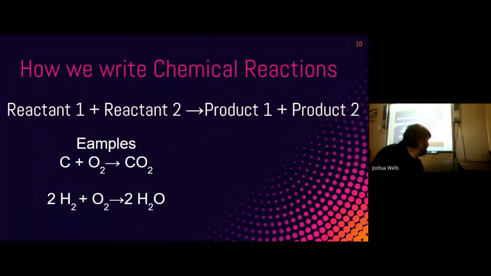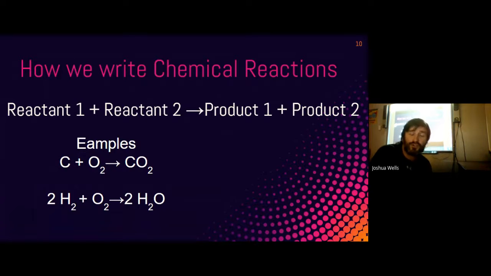Now, here's an example of how we commonly write chemical reactions in science. You have a reactant 1 plus a reactant 2, and you have a forward arrow saying that you are producing or moving towards product 1 and product 2. So some examples of chemical reactions that you could see: we have the first one, C, that stands for carbon, plus O2, that's oxygen, and it is producing CO2 or carbon dioxide.